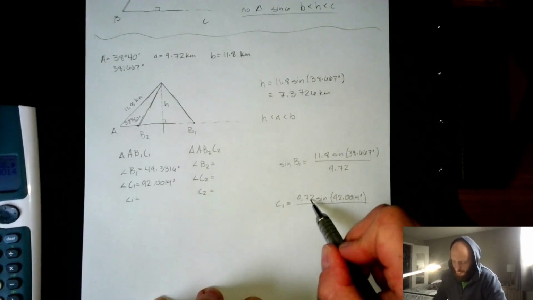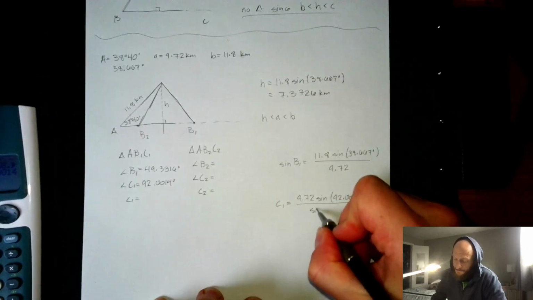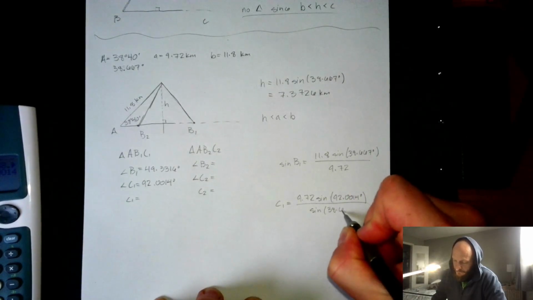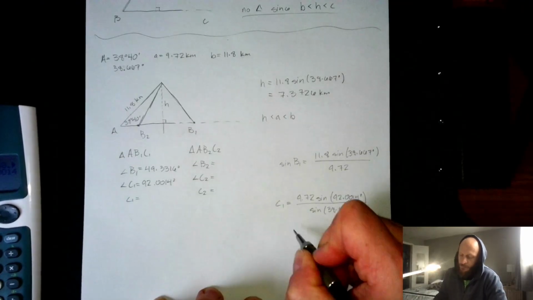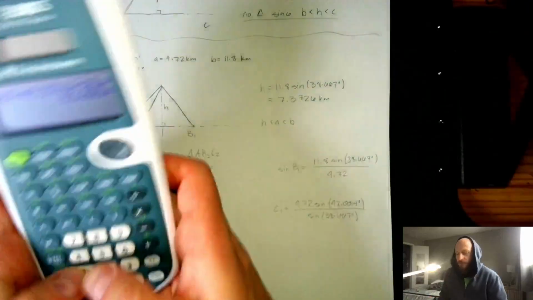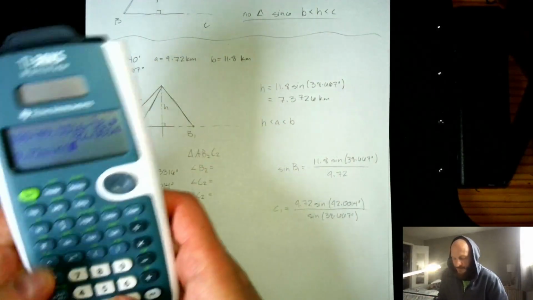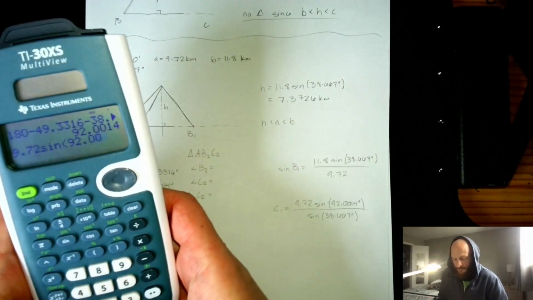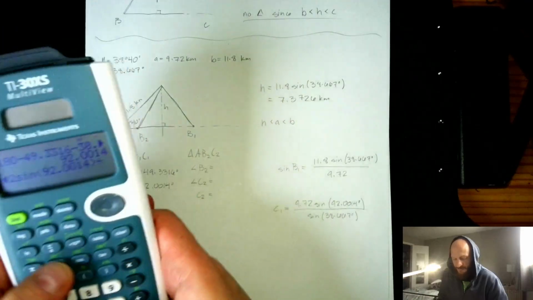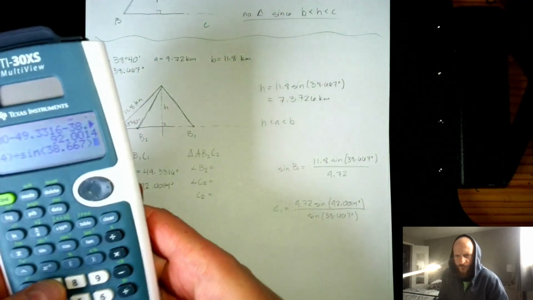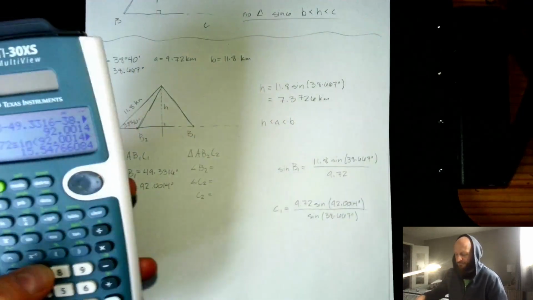Let's see, so this would be over sine of A. So what's C1 come out to? 9.72 times the sine of 92.0014 divided by the sine of 38.667.